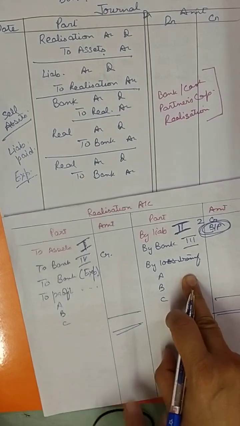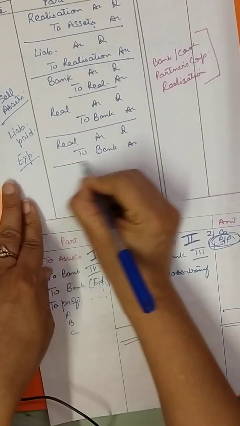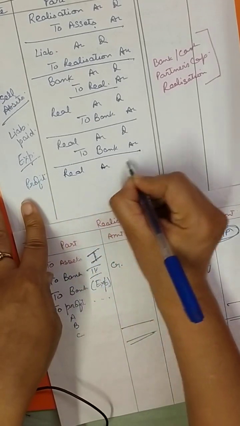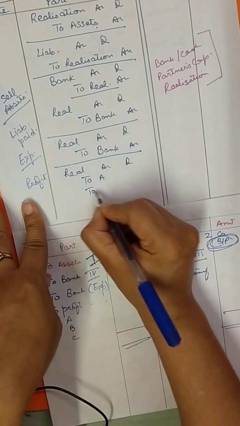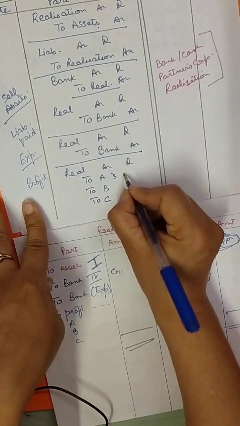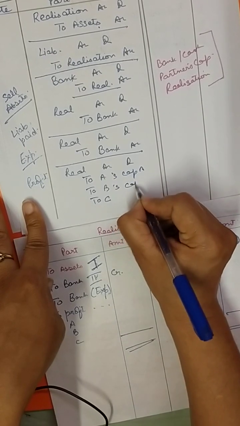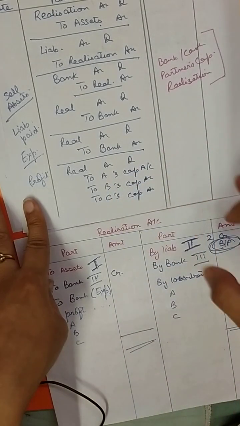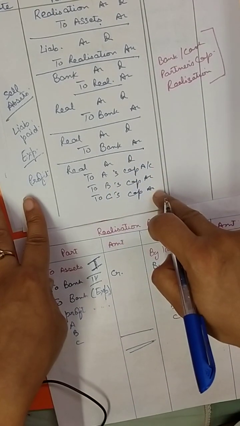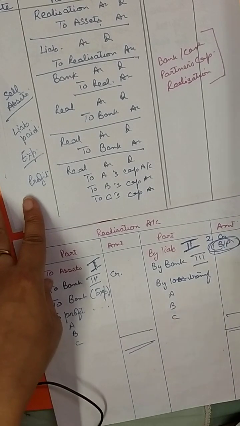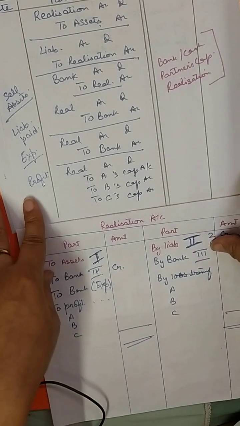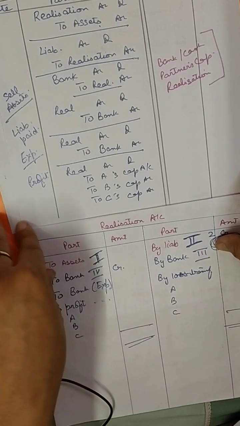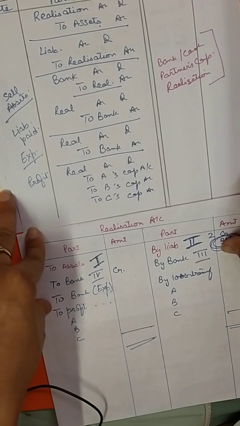Needless to say, one of these things will be there. Let us talk about the journal entry. If it is a profit, then the entry will be realization account debited to partners capital account. And if it is a loss, it will be vice versa, partners capital account to realization account. That's all. Thank you very much. The capital account of partners is same as you prepared in all previous chapters, mostly same. So that is all. Thank you very much.